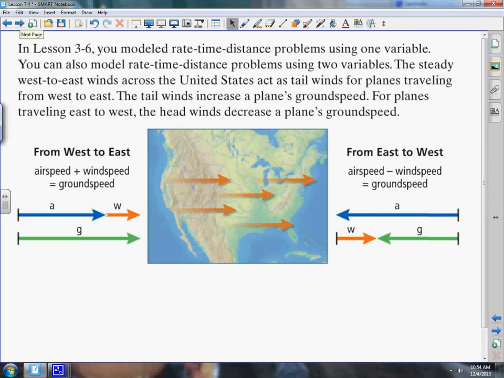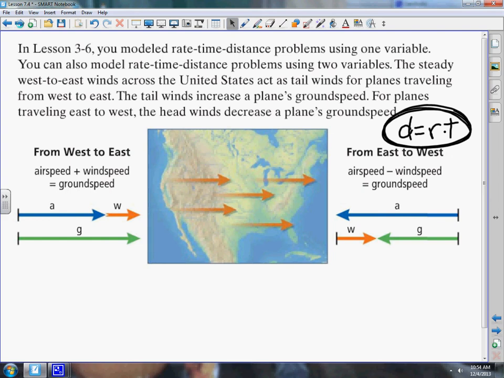So in lesson 3.6, you modeled rate, time, and distance problems. So you remember this, D equals RT. Distance equals rate times time. We've done numerous problems with this equation. You can also model rate, time, and distance problems using two variables.